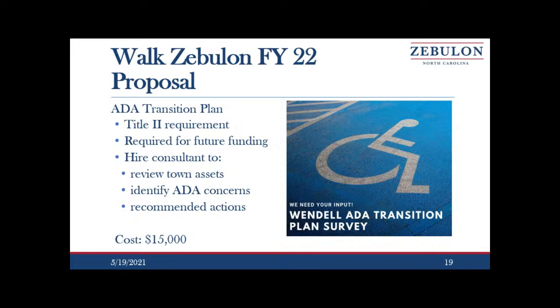Very similar to the PARTF process, they expect to see a Parks and Recreation master plan when you're applying. So it's just something that is the right thing to do, as we want to be more accessible and inclusive in our community, but it is also something that as we grow, we're going to need to seek funding partners for our projects. What this process will do is review town assets, identify ADA concerns, and provide us recommended actions and estimated costs to address those. We expect that project to come in at about $15,000.